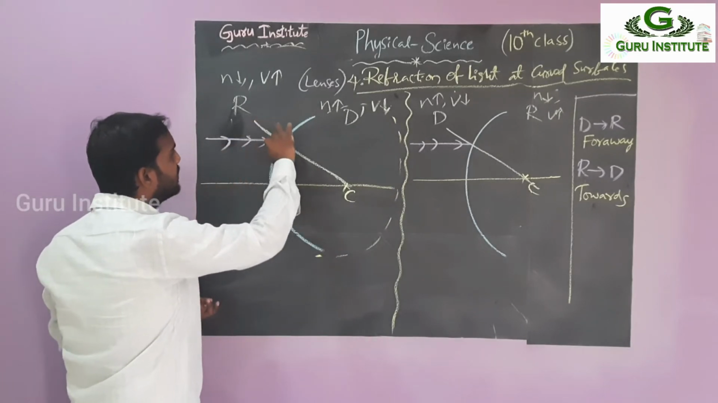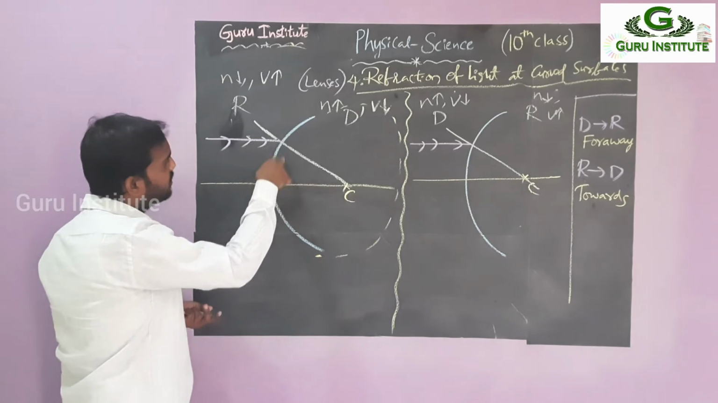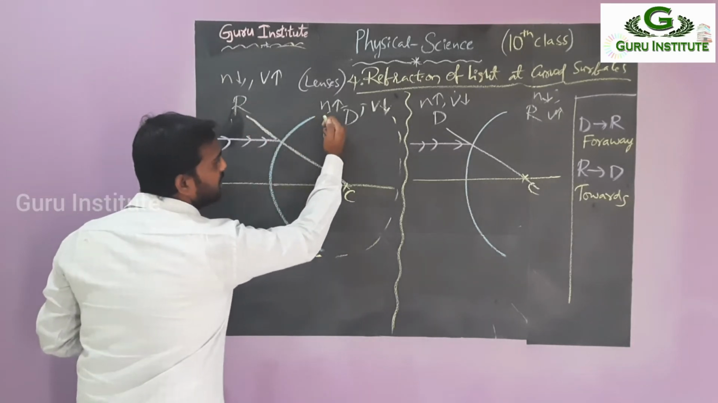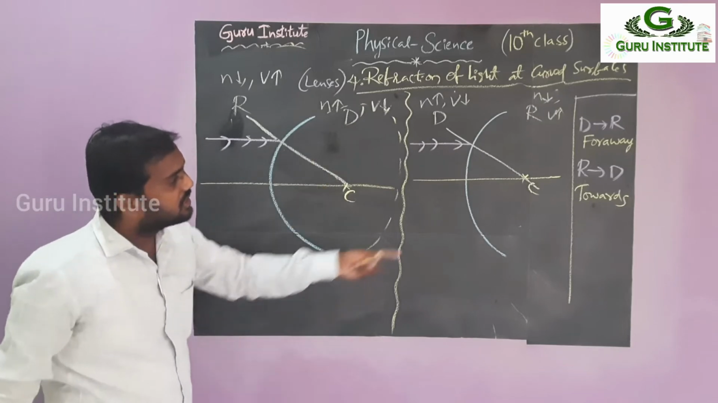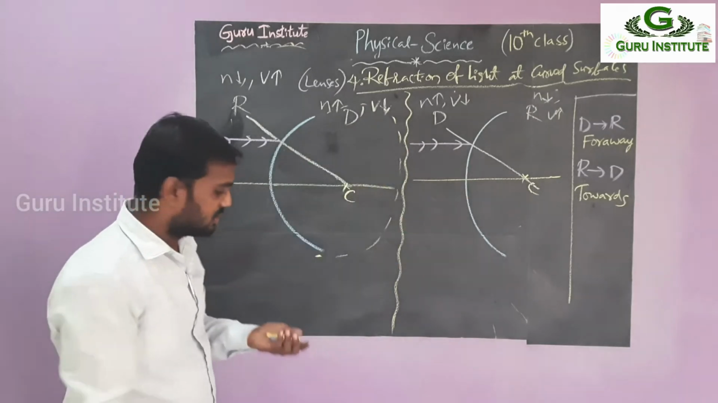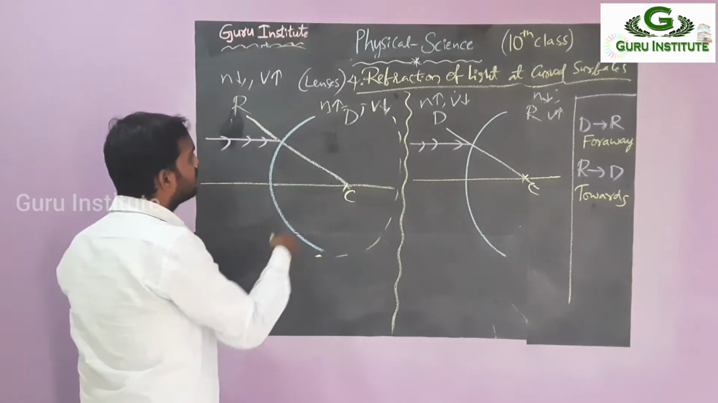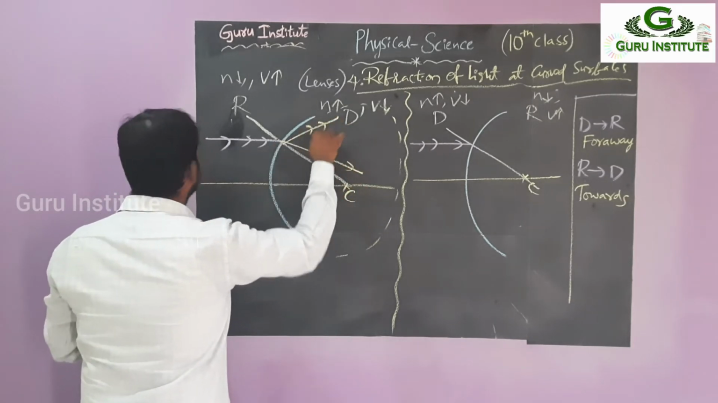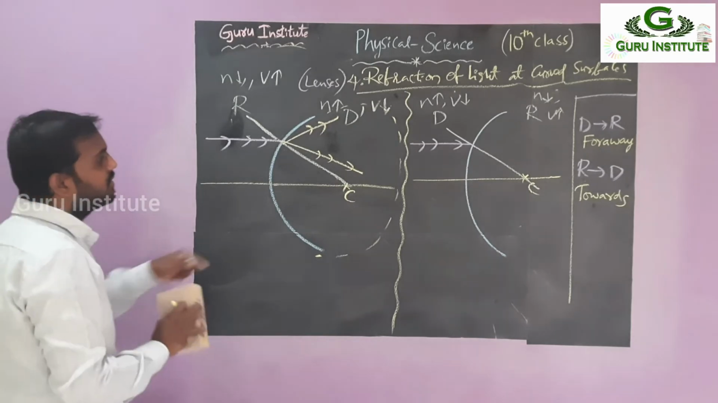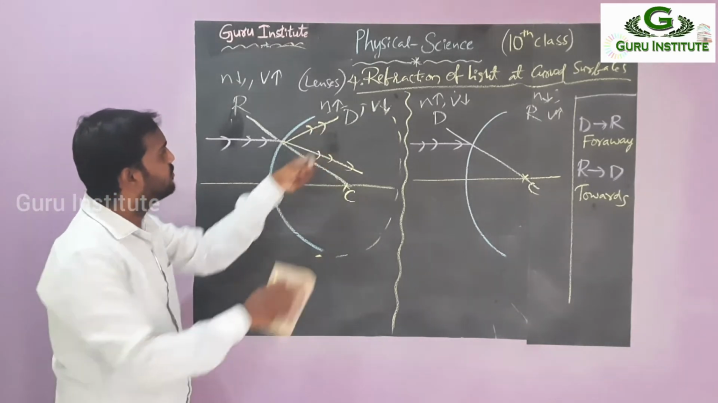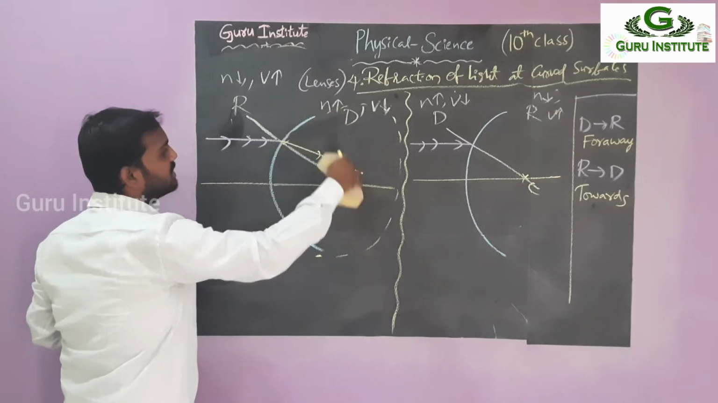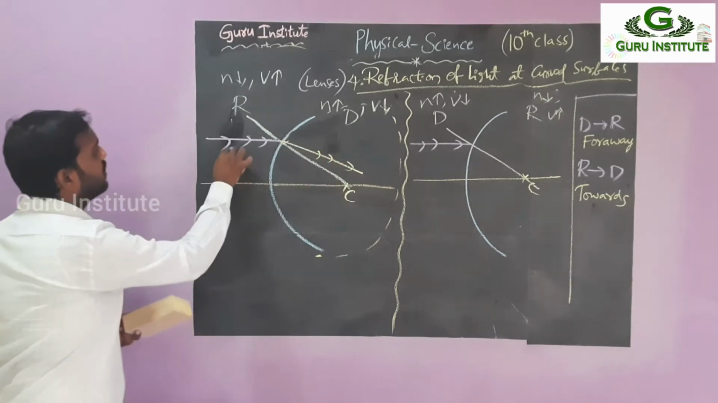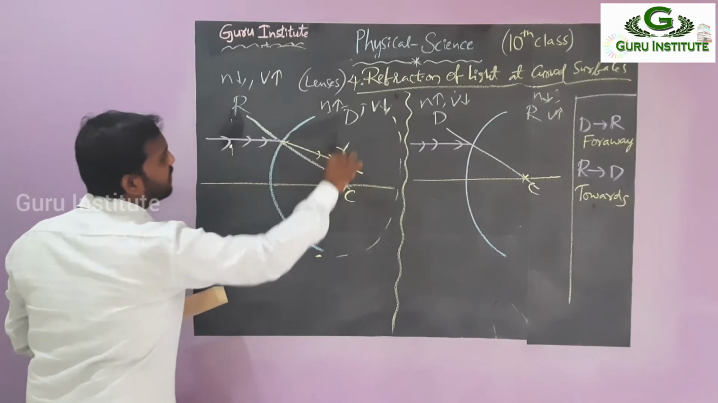This is the entering medium. This is the first medium, this is the second medium. We have to take the upper part here. Rarer to denser: towards. Towards means which is correct, you have to see. Either this one is correct or this one is correct. See, this is the normal. So this is toward, this is away. So this is the correct answer. This is the incident ray and this is the refracted ray.